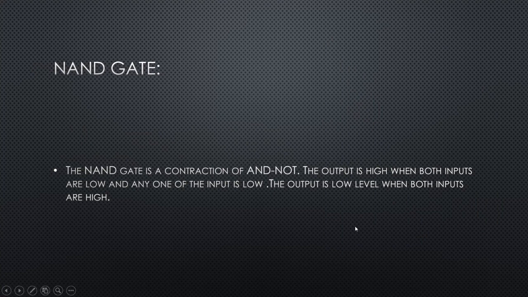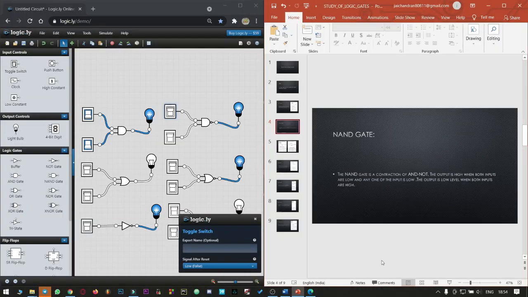So the NAND gate is nothing but the complement of the AND gate, or we can say that it is the contraction of AND and NOT. So here, contradicting how the AND gate performed, the output is high when both the inputs are low or any one of the inputs is low. And similarly, when both the inputs are high, the output is always low. So let's take a look at the simulation.